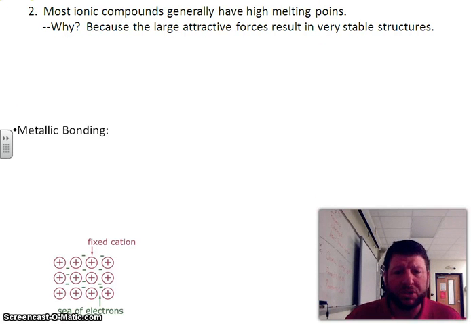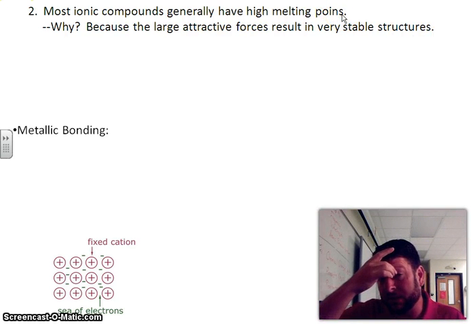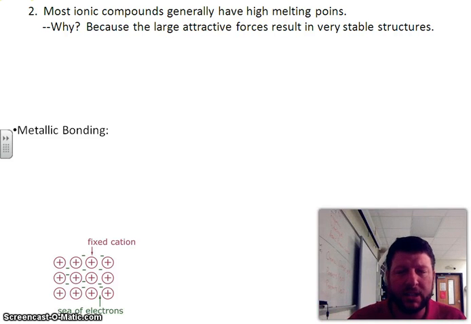Most ionic compounds will generally have high melting points. Excuse the spelling error there in the presentation. Why do these have high melting points? Because there are large attractive forces between the positives and the negatives, causing a very stable structure. And because that force is so strong between the positives and the negatives attracting each other, it takes generally a lot of force or energy to break those bonds, and therefore higher melting points.